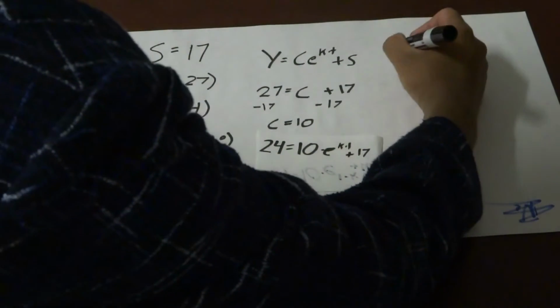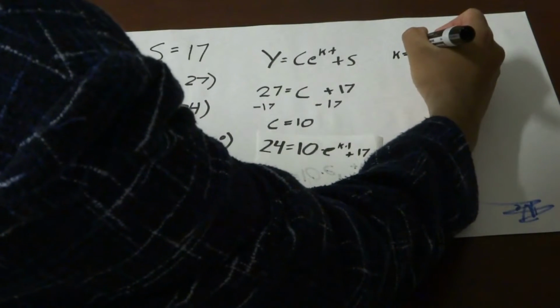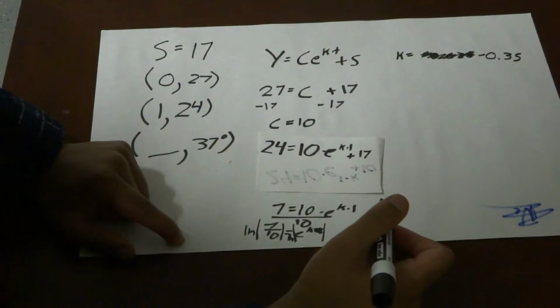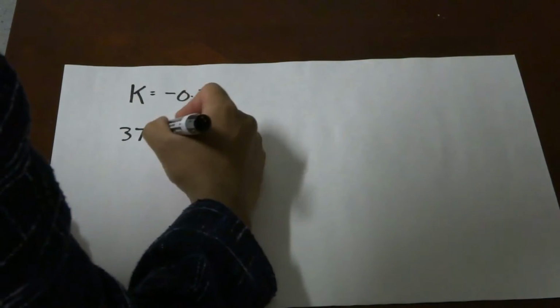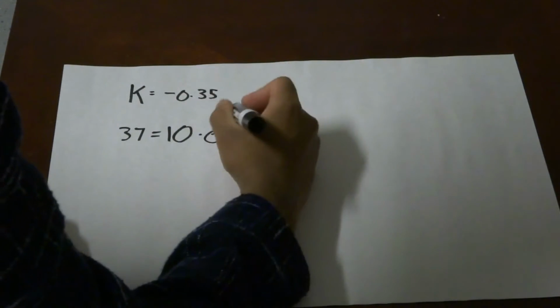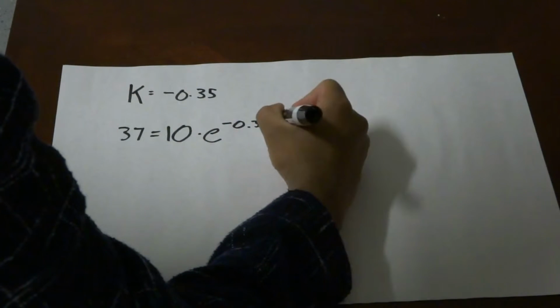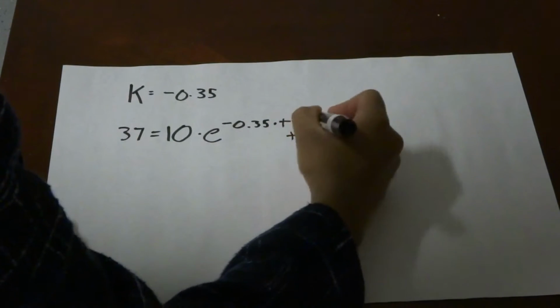we get k is equal to negative 0.35. That means all that's left is to find our t value. And our y value here is 37 degrees, because that's the amount a normal human body should be at. So this is equal to our c value, 10, multiplied by e to the power of our found k value, negative 0.35, multiplied by t. Plus 17, right?